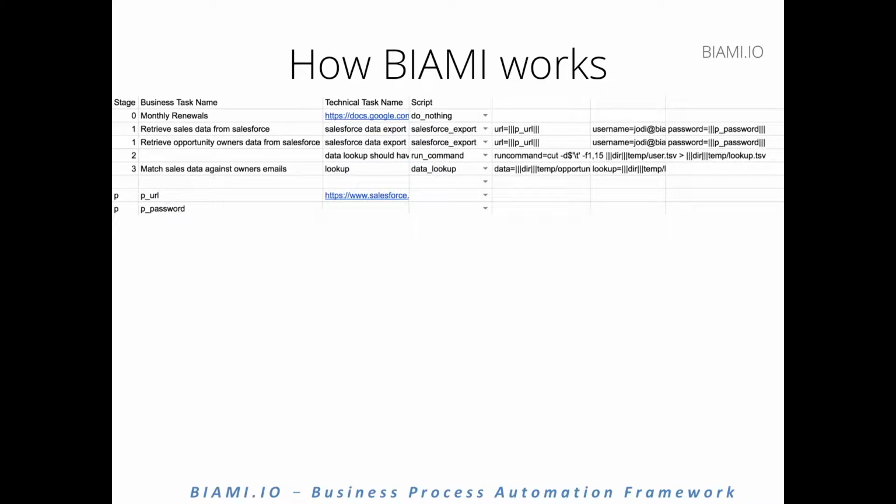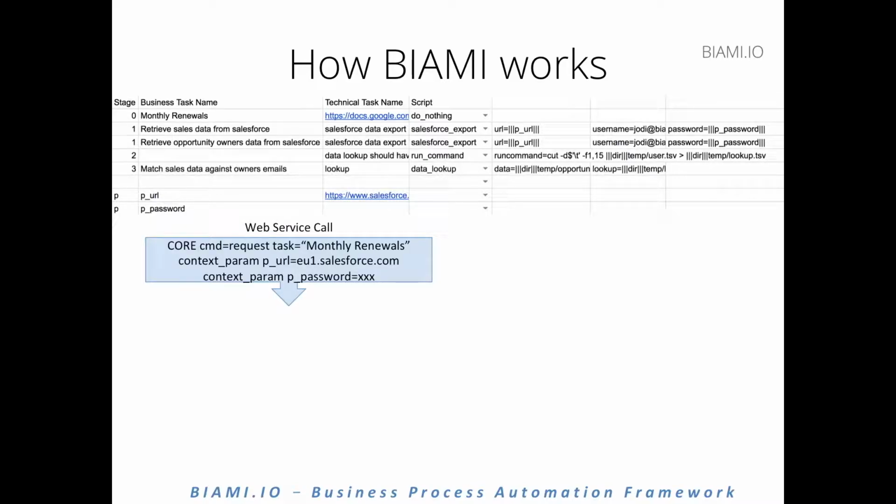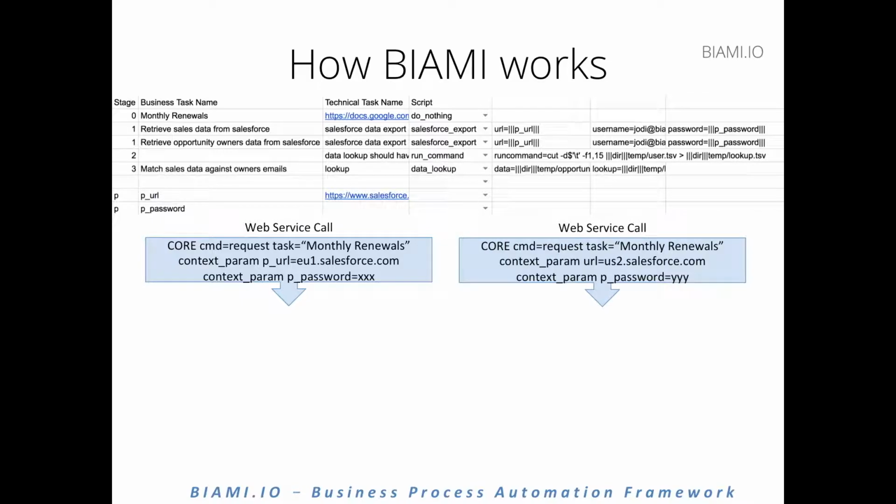So to give you a little bit more information on what is actually happening within BIAMI software, let's have a look at that. What you do is you make a web service call for a specific automation task with a specific set of parameters. So let's say P URL or P password equals something, right? You do that web service call from an external system or your custom code, and you can run X number of those requests to the BIAMI core.